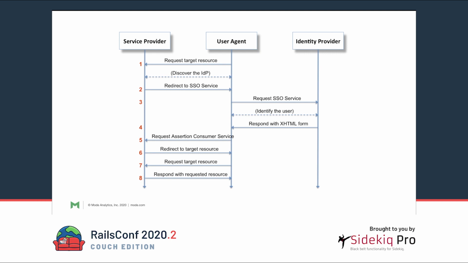OAuth 2 addresses this limitation, providing for direct communication between the service and the authorization server. The catch is that the identifying information is not provided to the user as part of the authentication token. Rather, the service provider has to request it as part of the verification step.